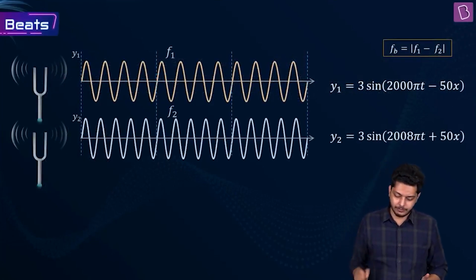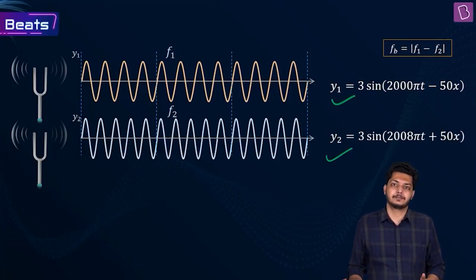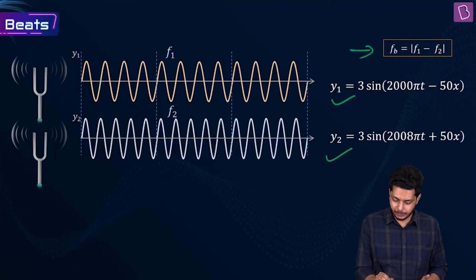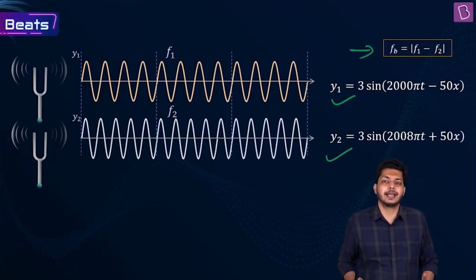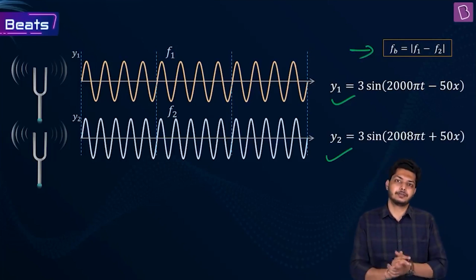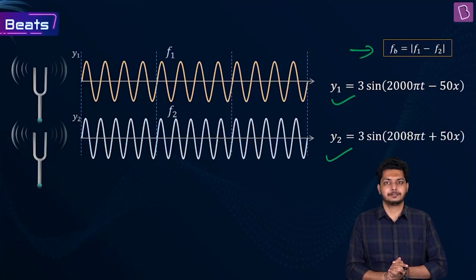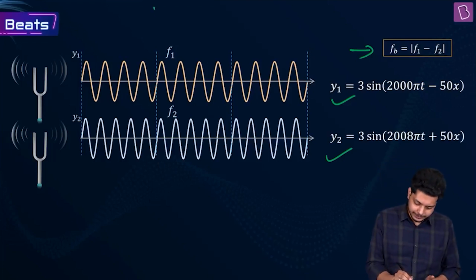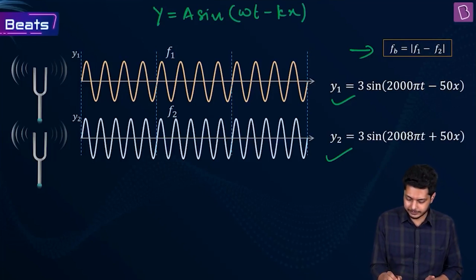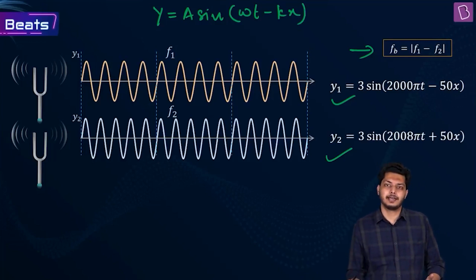So here we have two waves. The equation goes like y1 is equal to 3 sine (2000 pi t minus 50x), the first one. For the second one, y2 is equal to 3 sine (2008 pi t plus 50x). We also remember the beat frequency formula: FB is equal to mod of F1 minus F2, where F1 is the frequency of one wave and F2 is the frequency of the second wave. Now, the general equation of the wave is y is equal to a sine (omega t minus kx).